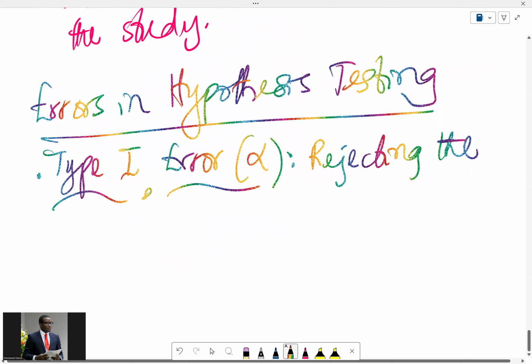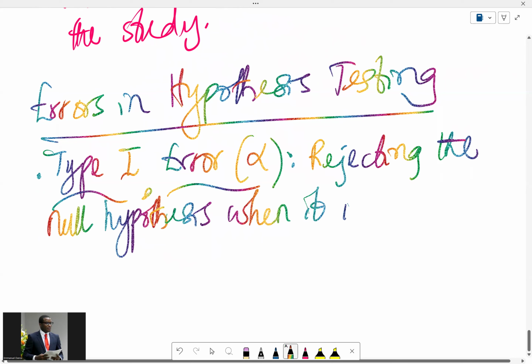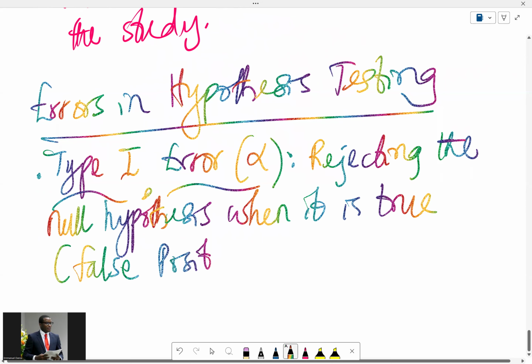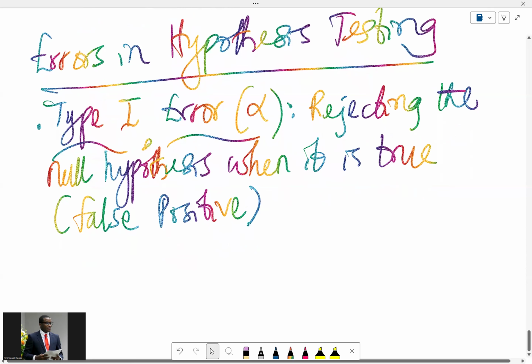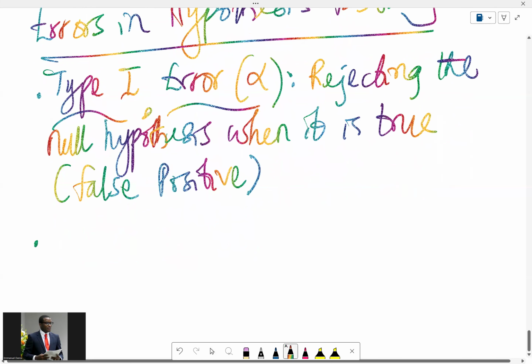A type 1 error is actually rejecting the null hypothesis when it is true. So the null hypothesis is true, but you reject it. So it is called a false positive. If you reject something that is true, that's a false positive. So if you reject the truth, you are committing a type 1 error.